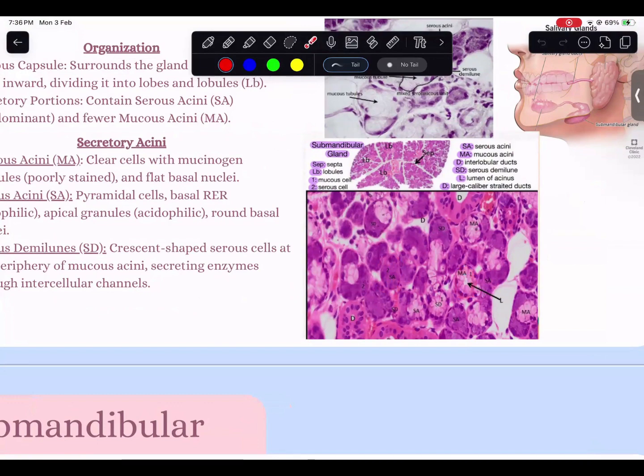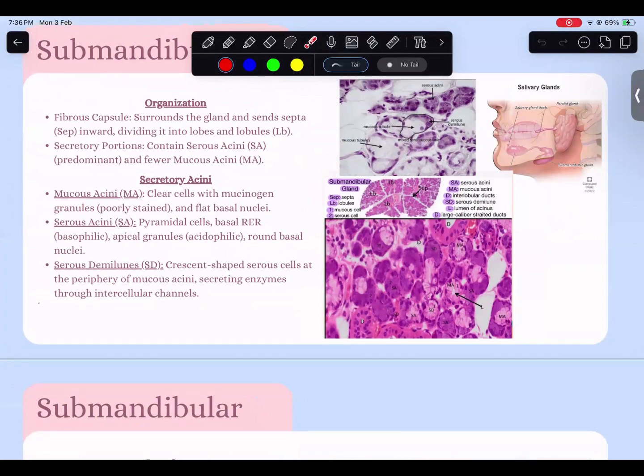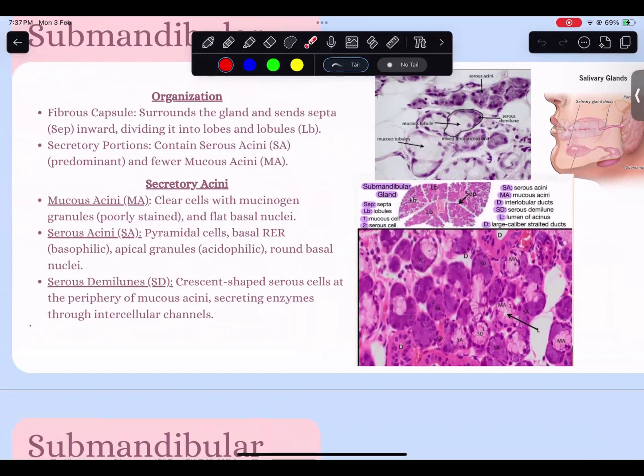You're also going to find the serous demilunes. Serous demilunes are a major giveaway that this is a submandibular gland. Now, what is a serous demilune? It's basically a crescent-shaped group of serous cells. Wait, let me find one. This right here. You can see this.